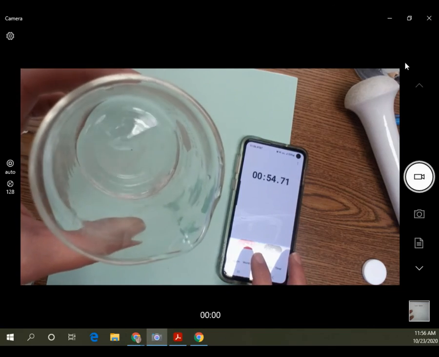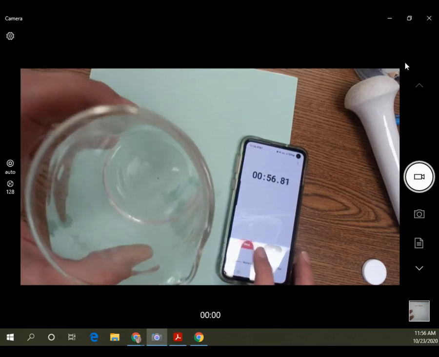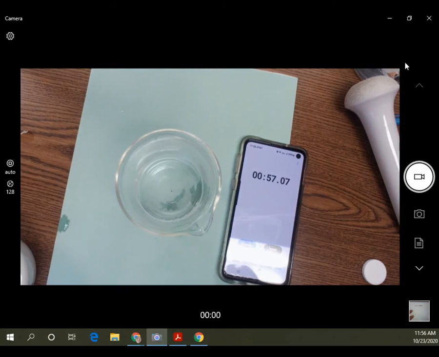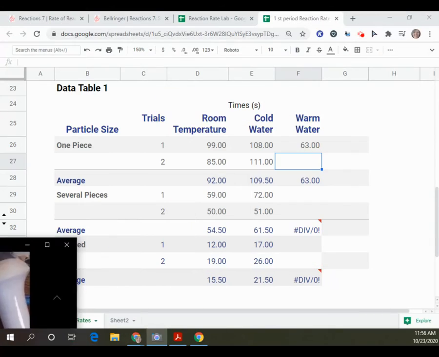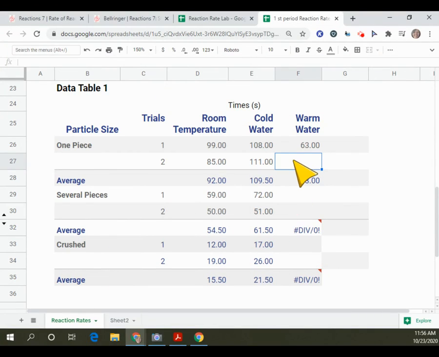Almost. I think that's it. Okay, so 57 seconds. We can just enter 57. Here's our average of 60 seconds. Well, that is the fastest one so far. Fastest average. So it seems like warm water is going to go faster.